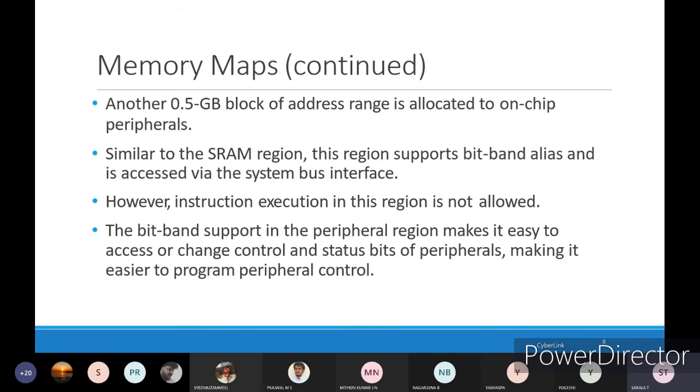If you go with the bitband support, each bit can be controlled by using your main system program. For this reason, status bits of peripherals can be controlled or accessed by using this bitband support or bitband alias, making it easier to program peripheral control. Means easily you can program or change the data of your bitband support or bitband alias region. Then easily you can control the peripherals also. In that way you can go with bitband operation.